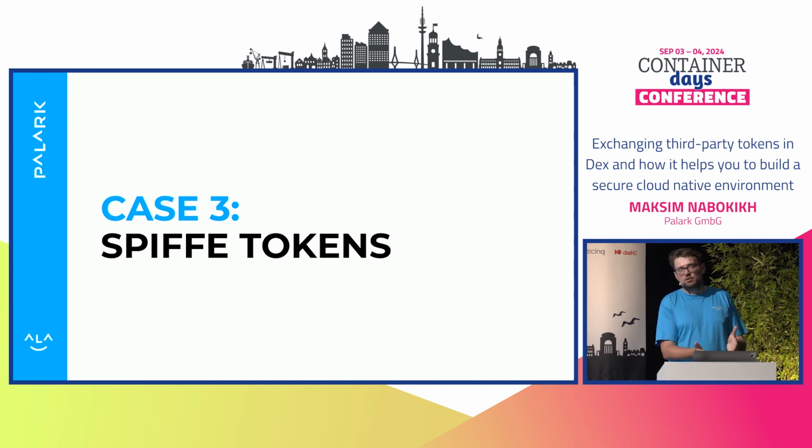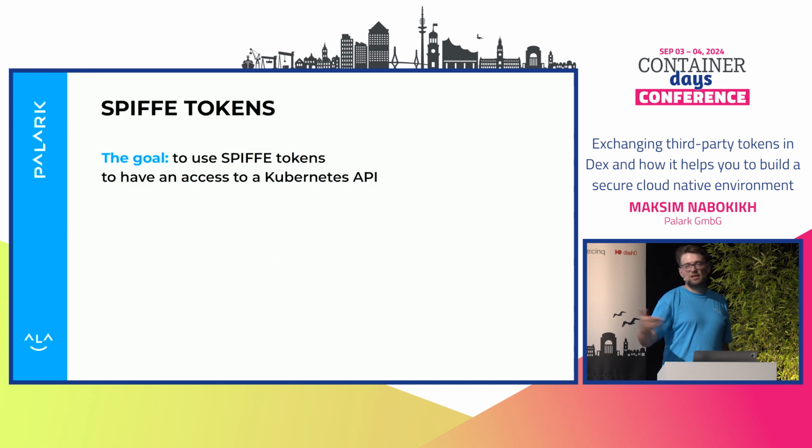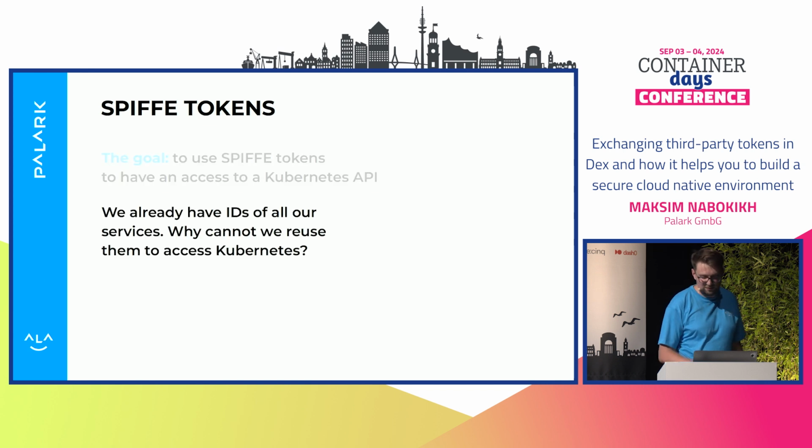But why do we need to provide some additional authentication data, like, for example, service accounts, to authenticate our Kubernetes workload twice? It just doesn't make sense. So there is a way to use Spiffe tokens to access the Kubernetes API. So the goal is to use Spiffe tokens to access the Kubernetes API.